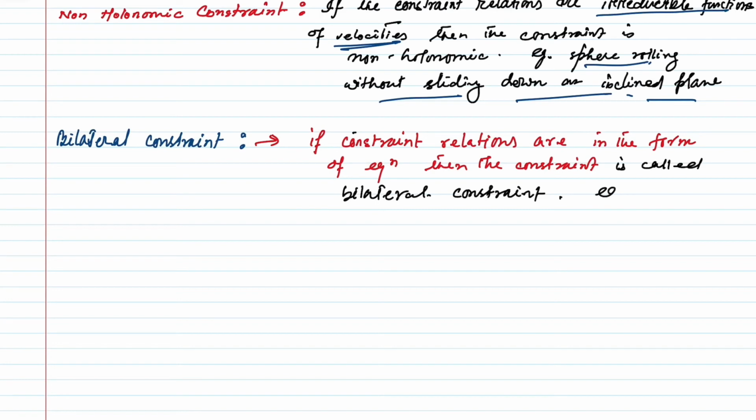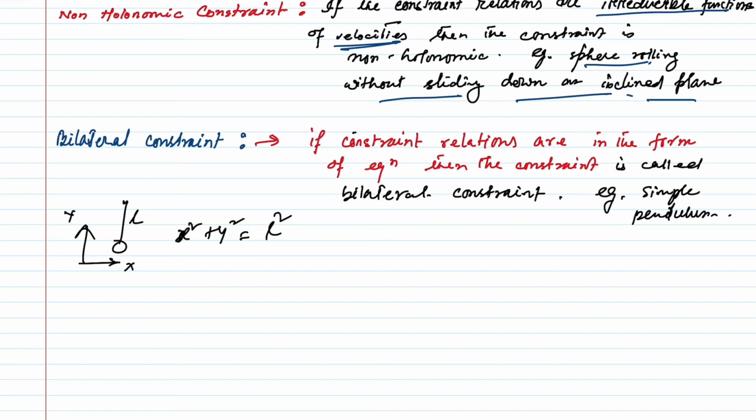We can take the example of a simple pendulum here also. In case of a simple pendulum, if the mass moves on the xy plane and L is the length, we write the constraint relation as x squared plus y squared equals L squared. This constraint relation is an equation, so that's why it is bilateral.